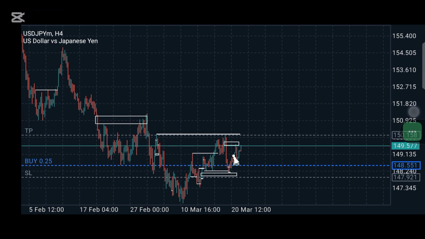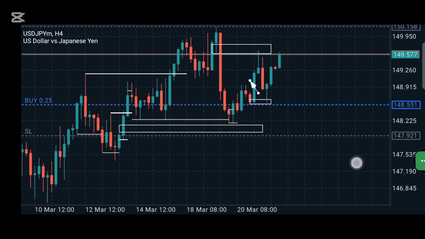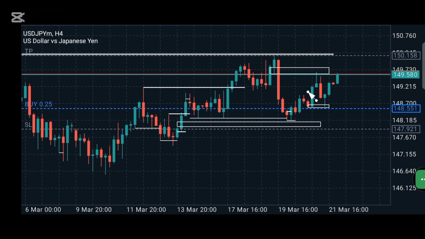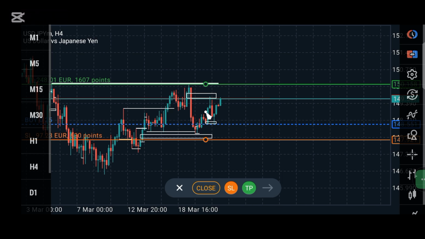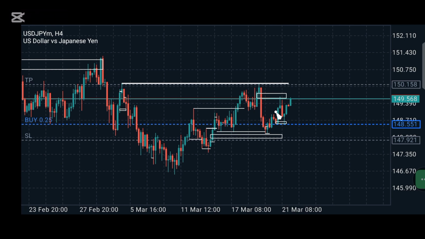This old double top here, you can see it here. Okay, that's the double top here where I have my take profit. So my take profit is already in place and my trade is still running, so I'll just leave you guys.